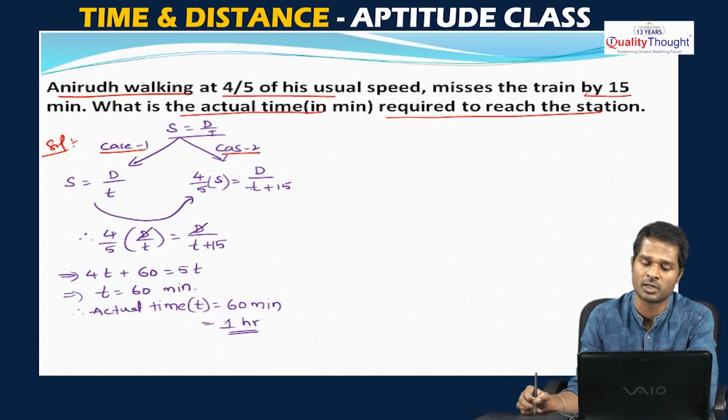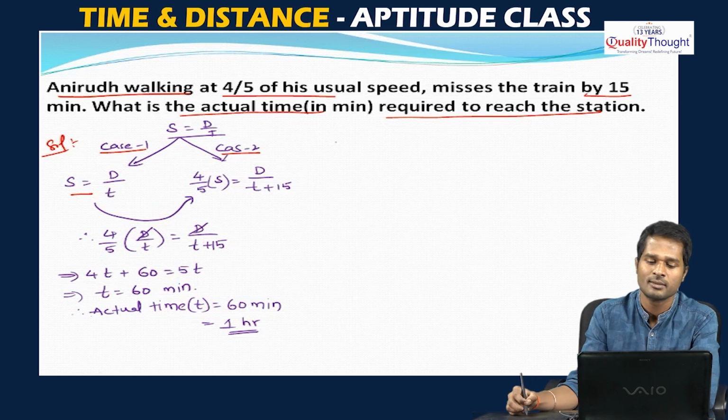So add it to the original time. Now substitute the S value in 4 by 5 of S, which is 4 by 5 into d by t, is equal to d by t plus 15. The d will cancel. This is 4t plus 15 times 4, which is 60, equal to 5t. So t is equal to 60 minutes. This is a method to solve this question.